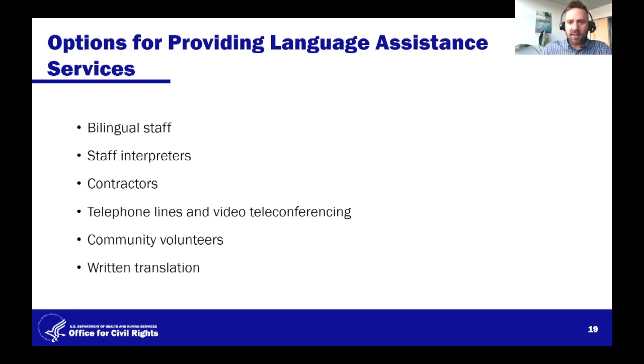Language assistance services include, but are not limited to, bilingual staff, staff interpreters, contractors, telephone lines and teleconferencing, community volunteers, written translation. So these are just examples of services that are provided by covered entities in order to provide access to persons who are limited English proficient.